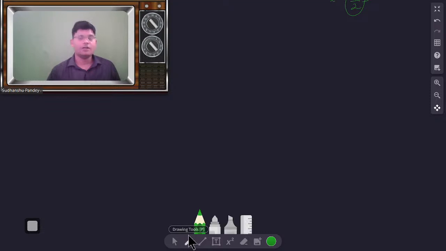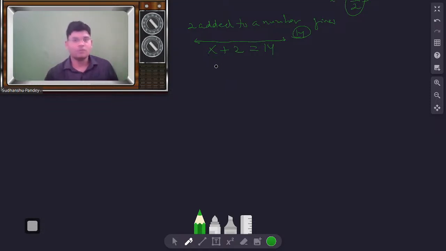Okay. So now please understand how we are going to make use of additive and multiplicative inverse. Suppose I say that x plus 2, that means 2 added to a number gives you 14. Find the number. If I ask you the statement for this question, what is the question? 2 added to a number gives 14. Find the number. Yes, I know, 12. Everybody knows the answer. But how are we going to solve it?